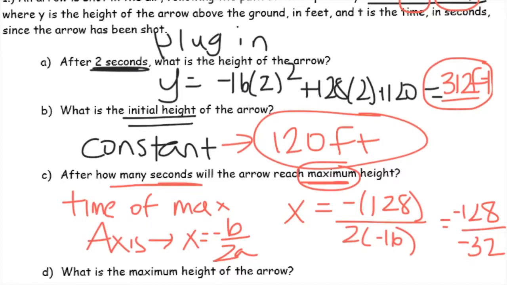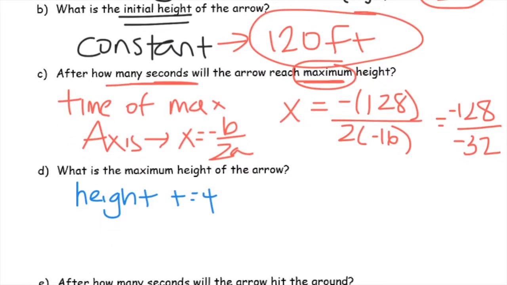Now, that brings you to this next part. What is the maximum height of the arrow? Before, we found the height after 2 seconds. But now we know that at 4 seconds, we're reaching our maximum height. So we want the height when t is equal to 4. What's the height when t is equal to 4? Plug it in.